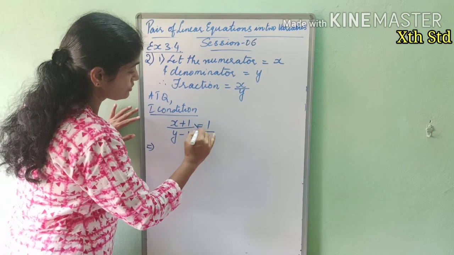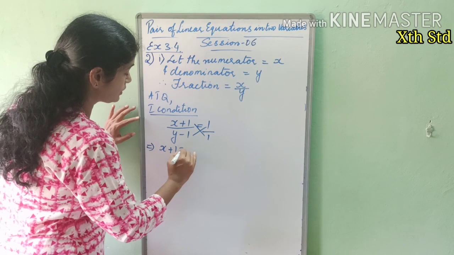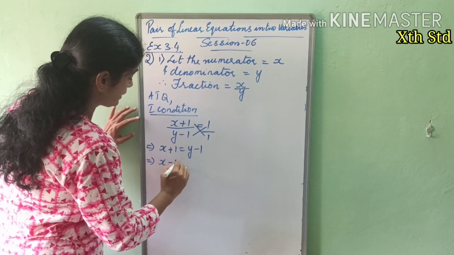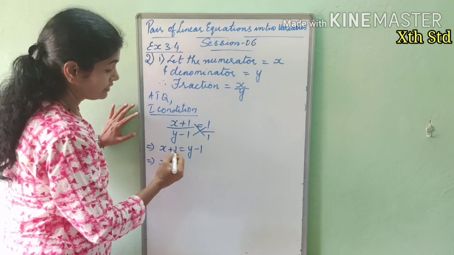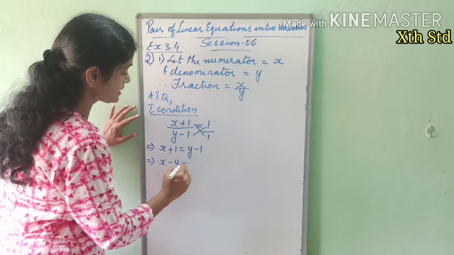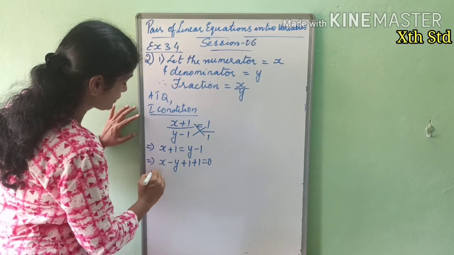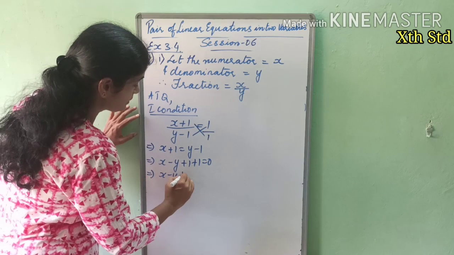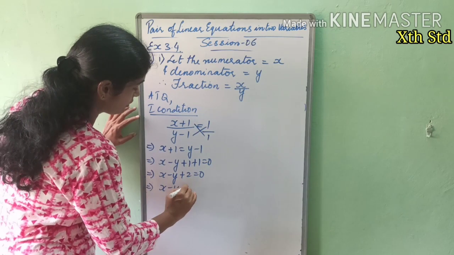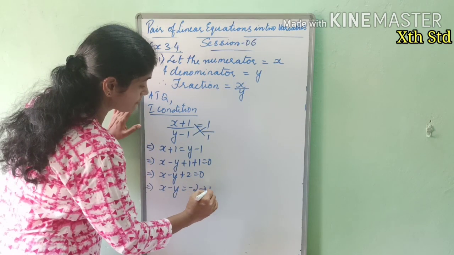So, we cross multiply this. Now, x plus 1 equal to y minus 1 implies x minus y, bringing the variables to one side and the constants to the other side and putting it in the standard form, plus 1 plus 1 equal to 0, or x minus y plus 2 is 0 in the standard form, or it is minus 2. Fine, this is one equation.